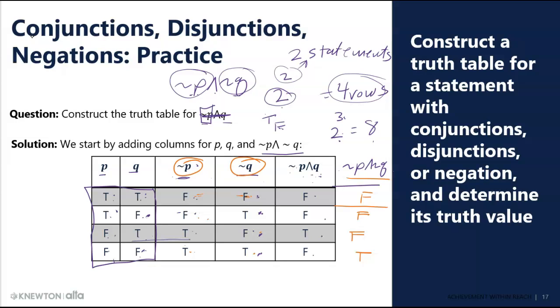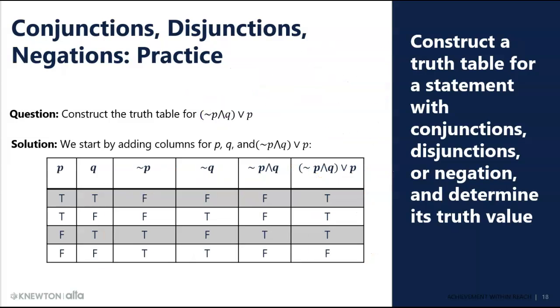So this column would represent the value of not P and Q, and this final column I've written here would be the value of not P and not Q. Okay, so it's going to take a little practice. You're going to have to do the homework and practice this.